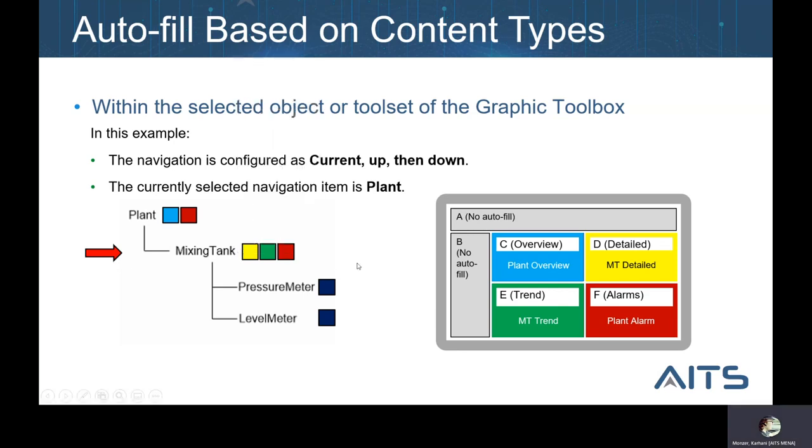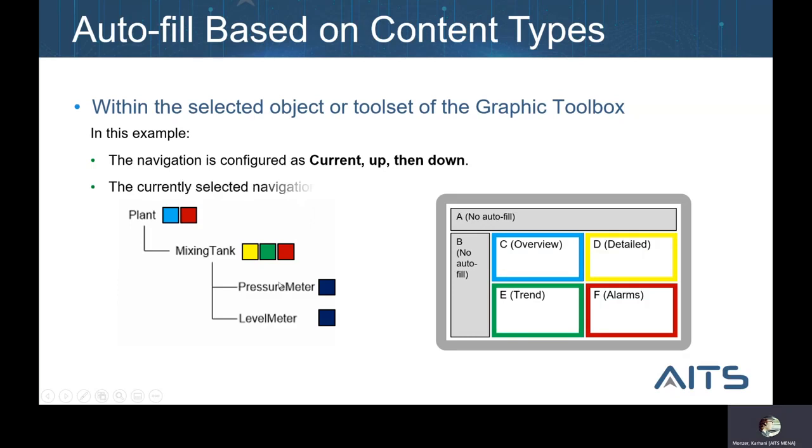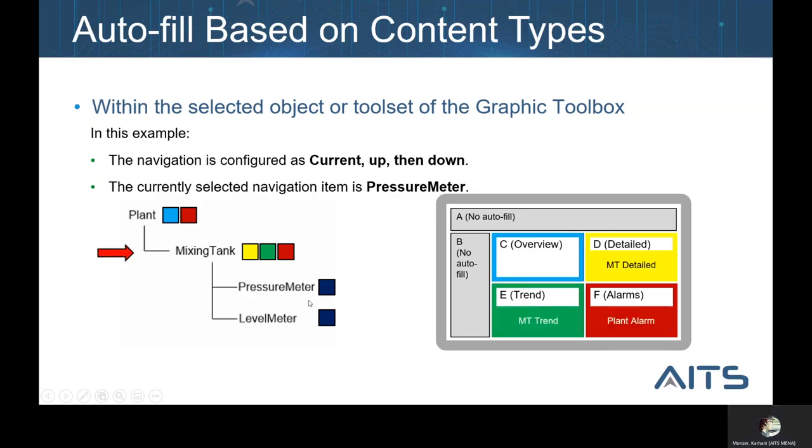To make it more clear, last scenario. This time I'm clicking on pressure meter. Yes, I do have a symbol, but this symbol has a content type different from all the pans. So this symbol will not be in any of these pans. This is why I will start to search upper, then upper.